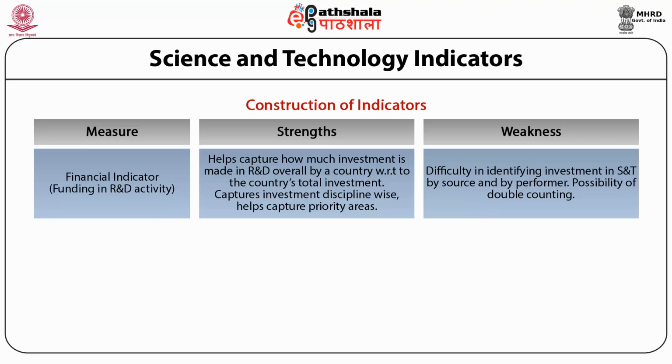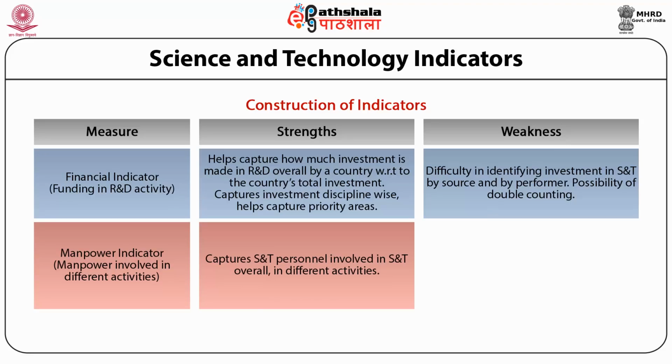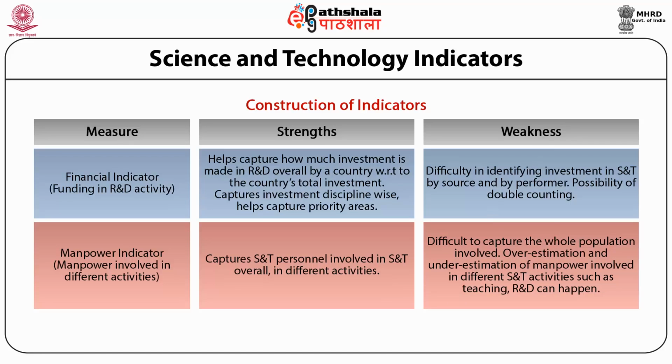The other indicator is the manpower indicator. It includes manpower involved in different activities of S&T. This helps to capture S&T personnel involved in S&T overall and in different activities. Again, the difficulty of this indicator is that it is difficult to capture the whole population involved. Overestimation can happen as well as underestimation of manpower involved in different S&T activities such as teaching. R&D can happen in this, and does happen, but to the extent the R&D is happening during the teaching process is difficult to estimate.